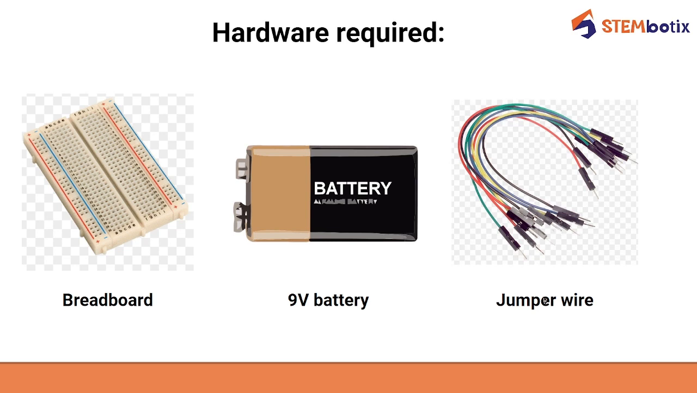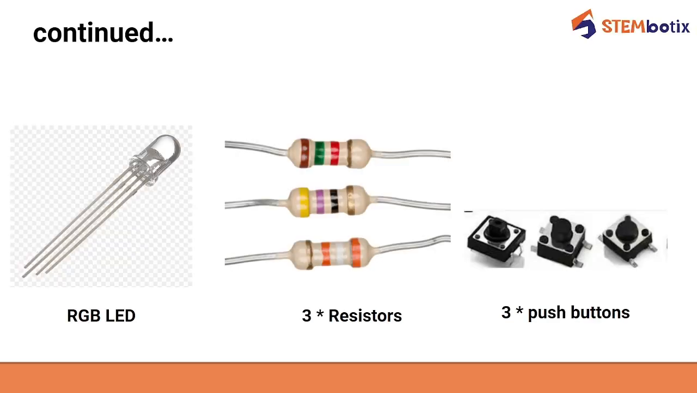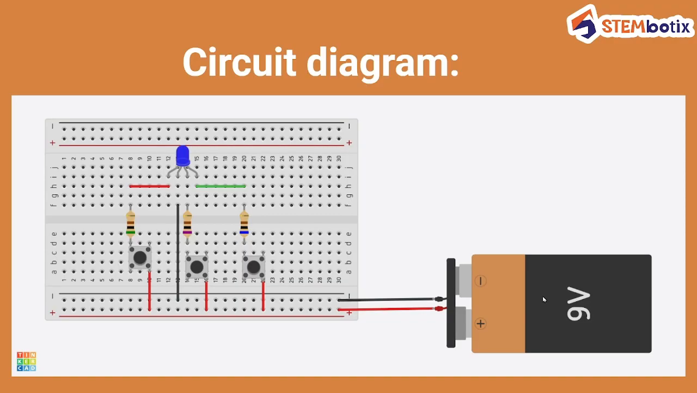To perform this activity, you would require a breadboard, a 9-volt battery, some jumper wires, one RGB LED, 3 resistors and 3 push buttons. So this is the circuit diagram of your circuit. This is a breadboard, this is your RGB LED, these are 3 different resistors, these are 3 push buttons, these are jumper wires and one 9-volt battery.